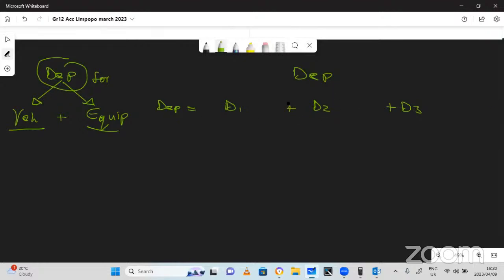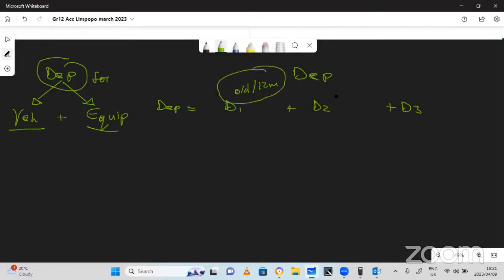Okay, what do I mean by depreciation number one? Depreciation number one is the depreciation we calculate on the old asset. What do we mean by that? We mean those assets that have stayed in the business for more than 12 months. In other words, the assets that we started the year with and ended the year with. So they have stayed for the whole 12 months.